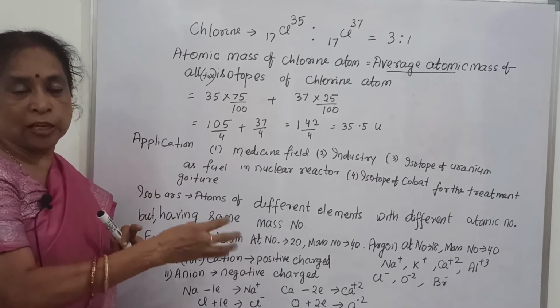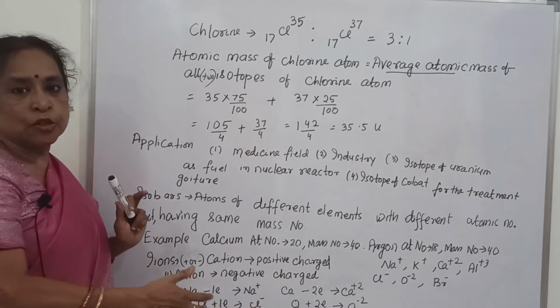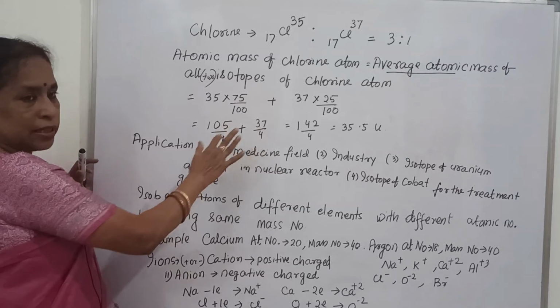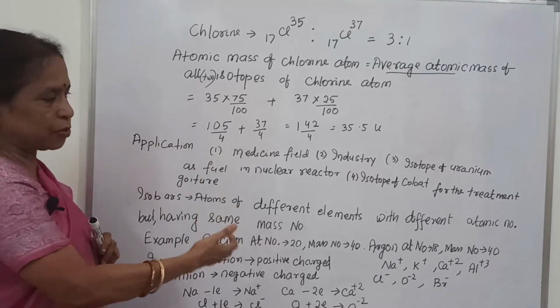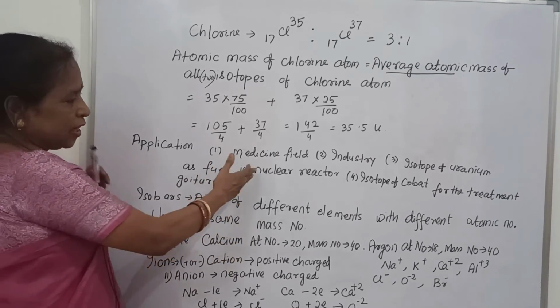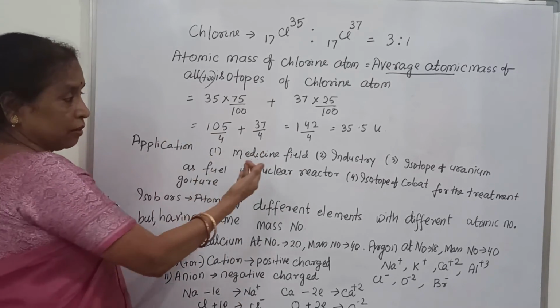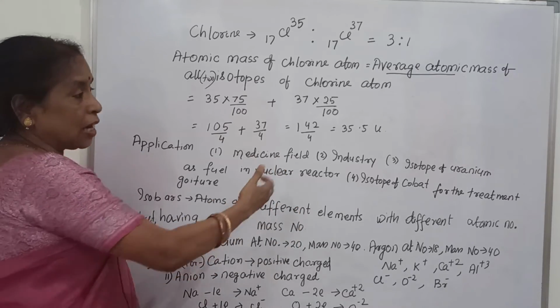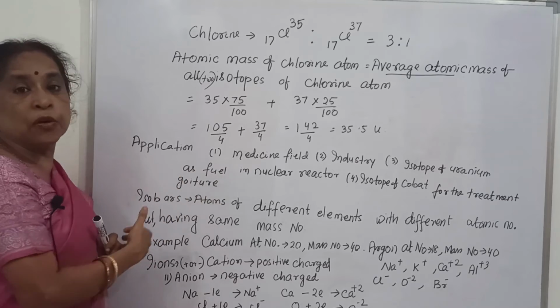There are so many isotopes present, 2 or 3. So according to the natural ratio, you will calculate. What are the applications of isotopes? In higher class you will read in detail, but here you should know in the medicine field, industry, and another important one, isotopes of uranium is used as a fuel in nuclear reactor.